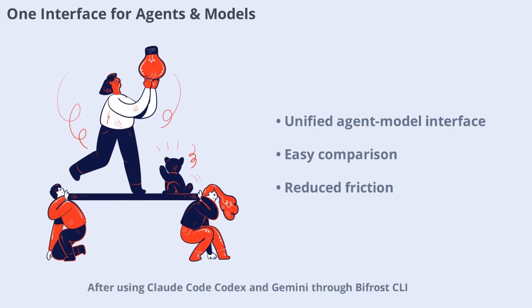After using Claude Code, Codex, and Gemini through Bifrost CLI, the biggest takeaway is that the real value isn't just having multiple agents in one place. The true benefit is having one interface for working across both agents and models. This flexibility changes the workflow, making it easier to compare agent behavior, experiment with model choice, and reduce setup friction.